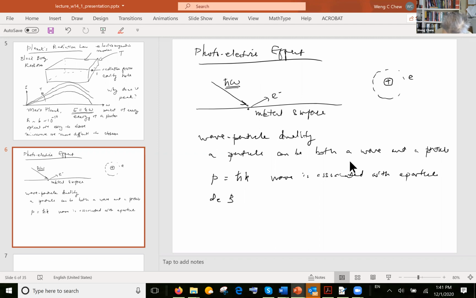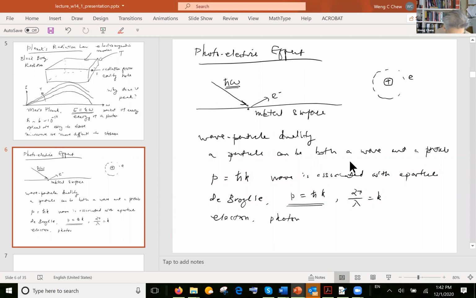And de Broglie postulated that the momentum of an electron is proportional to the wavelength of the wave. So the shorter the wavelength, the larger k is, then the higher the momentum. And this is observed in the electron, actually first observed in the electron. And then it's assumed that a photon should also have such a property, that it has a momentum. And if the wavelength is very short, then the momentum is quite high.